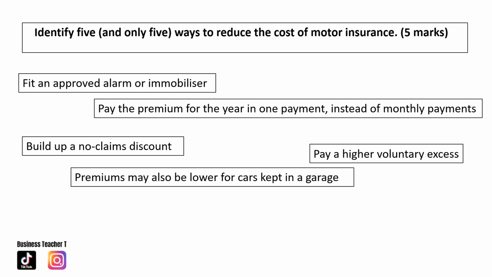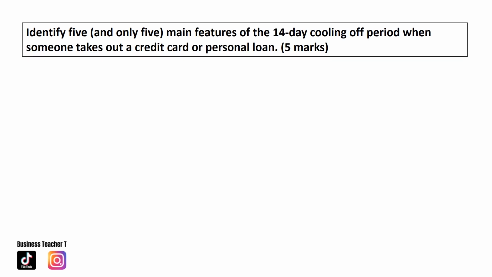Next question. This question is another identify question. Identify 5 and only 5, and they do stress and only 5 because sometimes students put more than 5 and you won't get credited for it. Main features of the 14-day cooling off period when someone takes out a credit card or personal loan, 5 marks. You can pause the video now if you'd like to attempt the question.